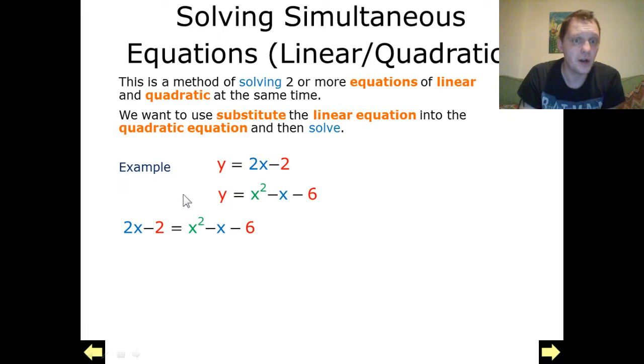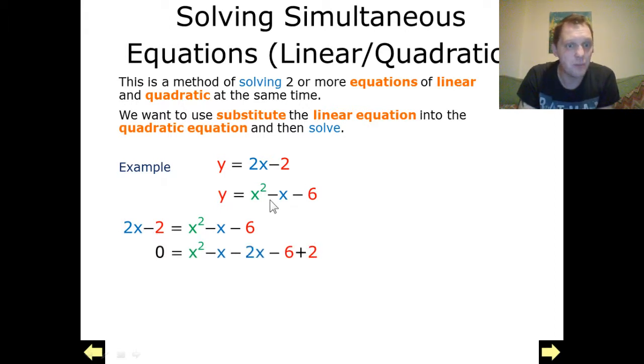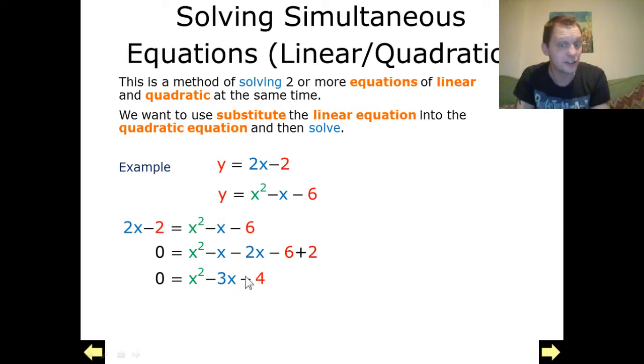So what we're going to do, we are going to substitute in our linear equation into our quadratic equation. So substituting this into this, we're just going to replace y with 2x minus 2. And then we're going to rearrange, making the whole of the right-hand side, it could be the left-hand side, but in this case I've just taken everything to the right-hand side, so it equals 0 on the left-hand side. Because of course, when we simplify this, we end up with x squared minus 3x minus 3 equaling 0. Because we've got a quadratic equation, we need it to equal 0 so we can solve it.